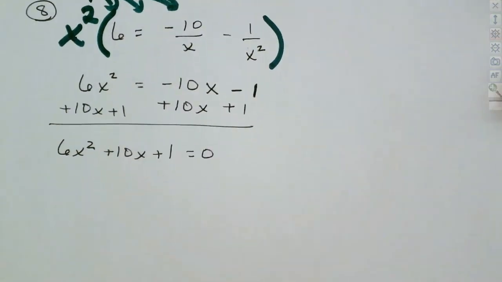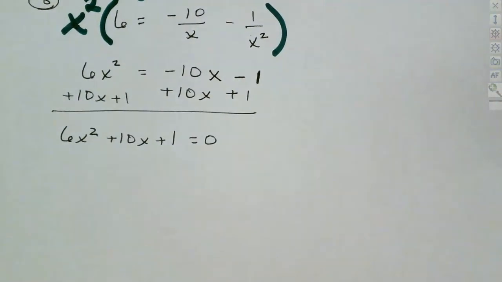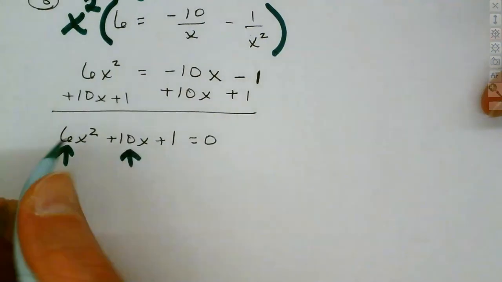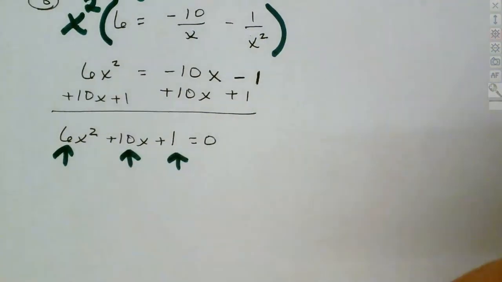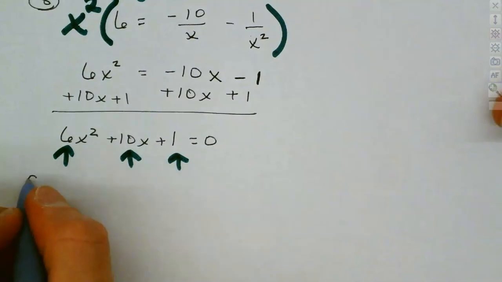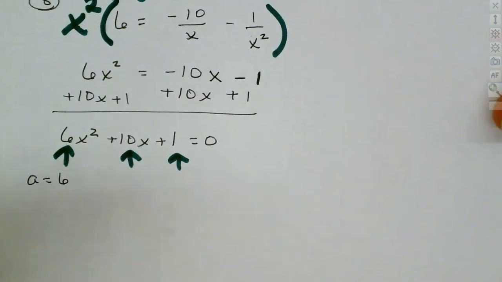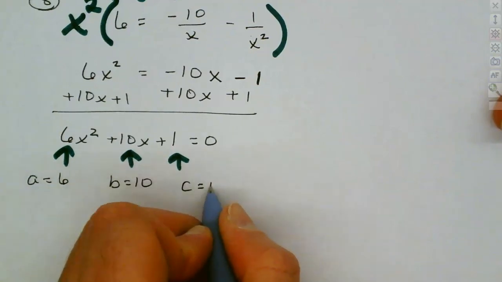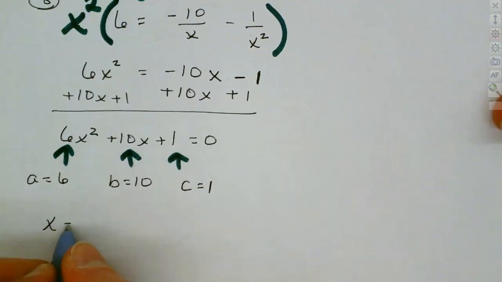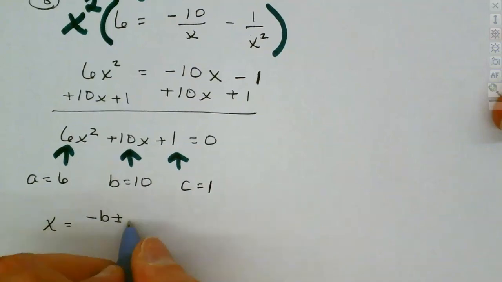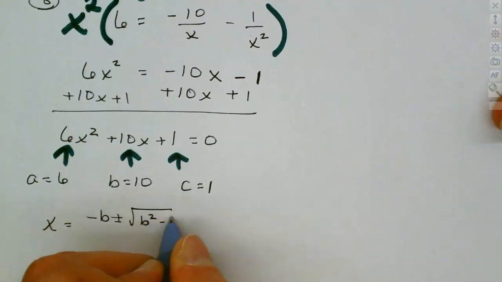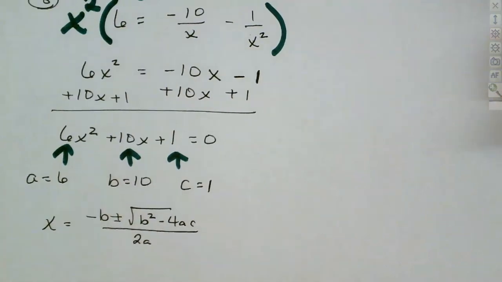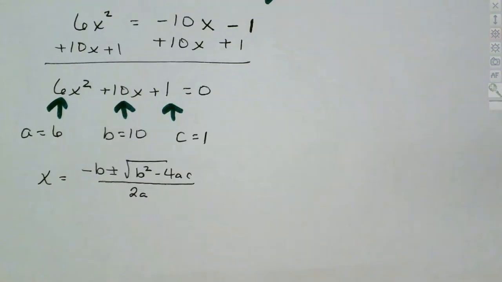Now let's see if we can work this one out. There's your A, there's your B, and there is your C. So A is 6, B is 10, C is 1. Write up your formula. And fill it in.